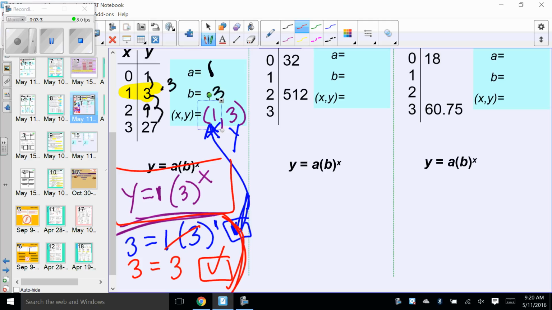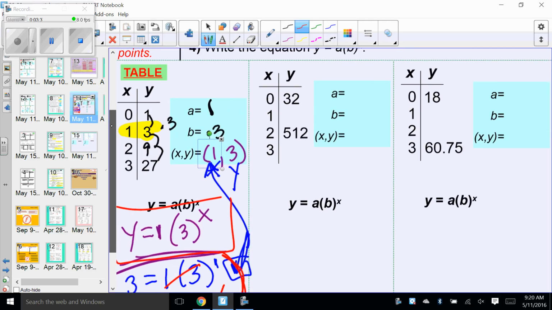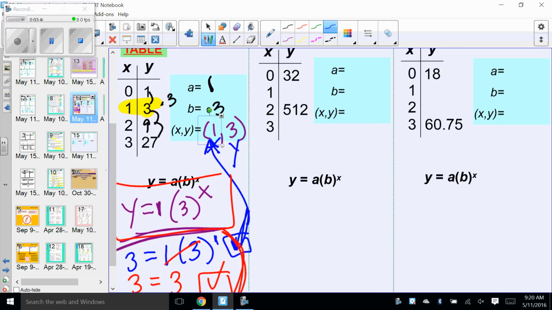Moving on now to the next example. In the next example here, our beginning amount is 32. Our growth is kind of unknown there. In this particular case, I'm not sure what the growth is. So I'm going to say, I don't really know what the growth is.